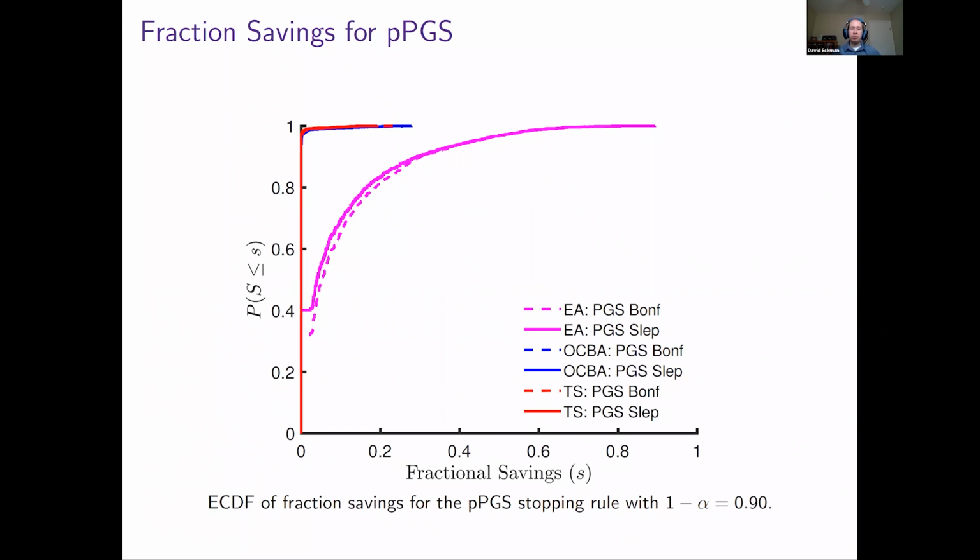For the posterior PGS, we were somewhat surprised to see that there really aren't many savings to be had by exactly computing that quantity when it comes to using an efficient allocation rule like OCBA or Thompson sampling. So you can see here that for an inefficient procedure like equal allocation, you can get savings on the order of 20, 40% on 10, 20% of the runs here. Again, the way to see this is the further the curve is pulled from the upper left-hand corner is an indication of greater savings.